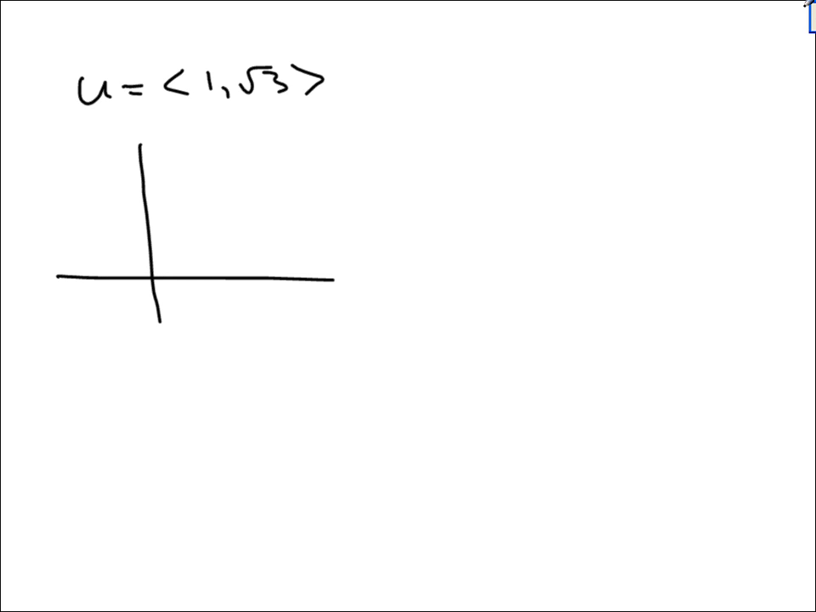Now, here they're asking us to find the angle given a vector, say 1, square root of 3. They give you that vector. Let me draw it and then I can say more clearly what they're asking. 1, square root of 3. Here's the vector. That's vector u. And what they're asking is, what is the angle off the positive x-axis?